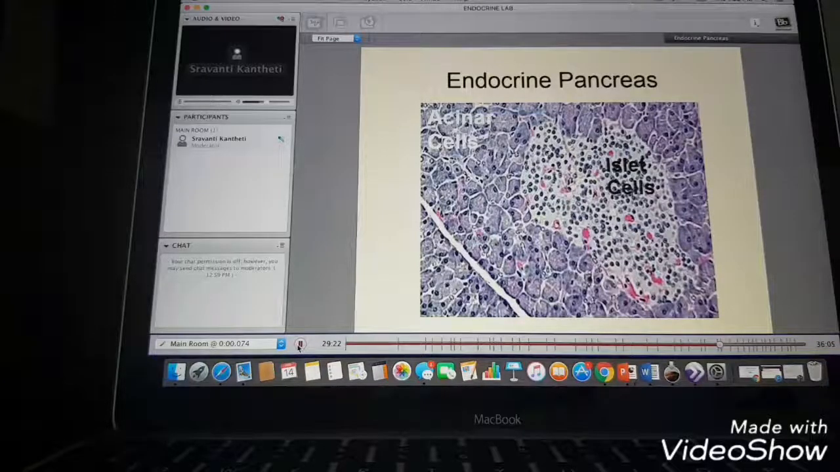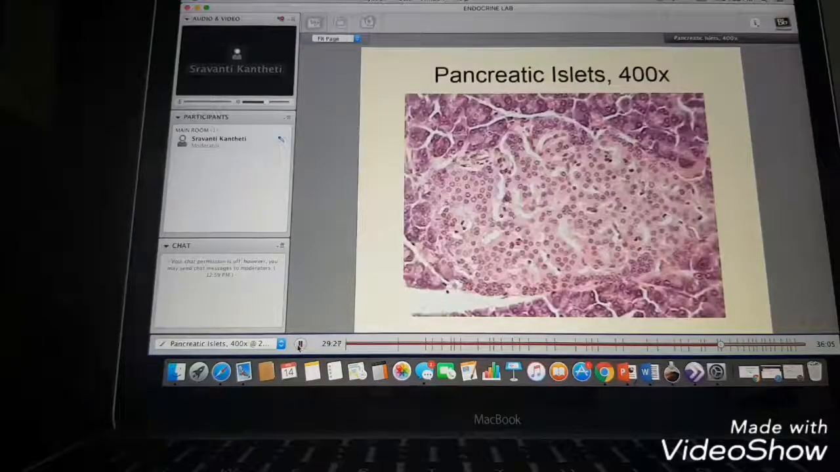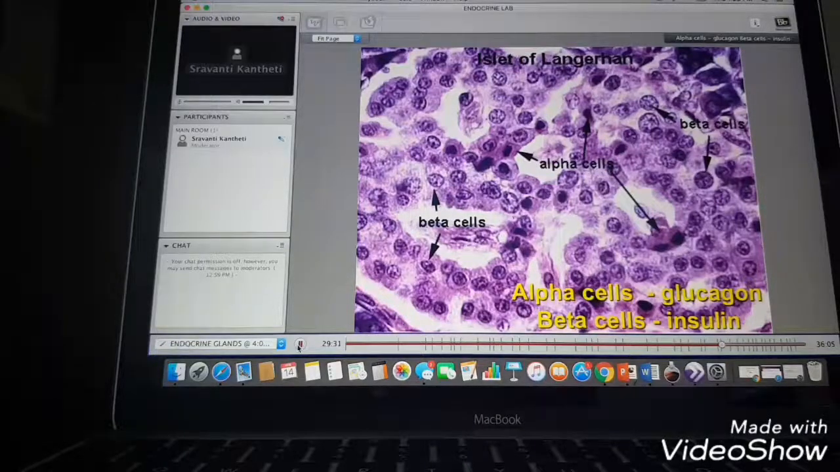Okay, so here we go. This is your islets. Now within the islets, you have alpha and beta cells that do specific things. These are just several different type of cells showing you the difference of the islets of Langerhans. Now we've just blown it up and we see that there's alpha cells and beta cells.